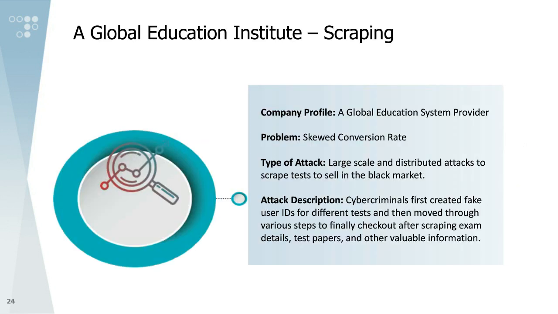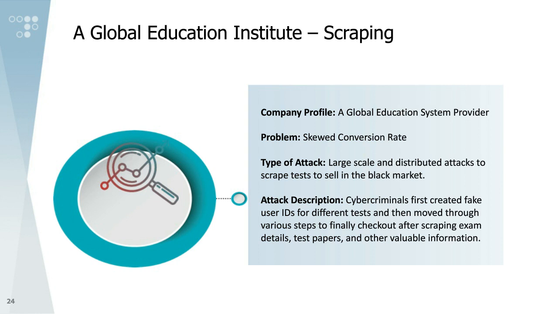The second case is of a global automated testing provider, which noticed that conversion rate figures don't add up. So they looked at their performance, and they saw that something in the chart doesn't make sense. That was the first point where they suspected that something was going on.